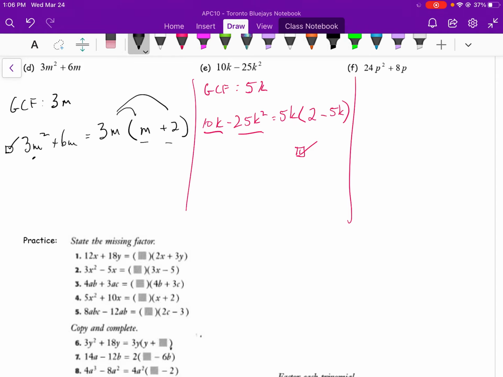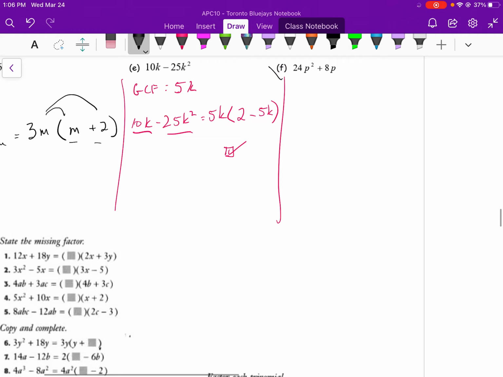Last but not least, maybe let's do F. And F looks a little bit fun. Difficult? Nay. Fun? Yes. So if I have 24p squared plus 8p, again I look towards the constants. What is the greatest common factor between 24 and 8? Well, the greatest common factor amongst the constants is 8.